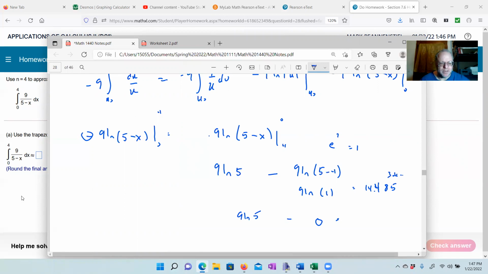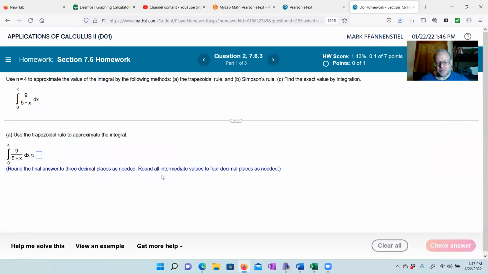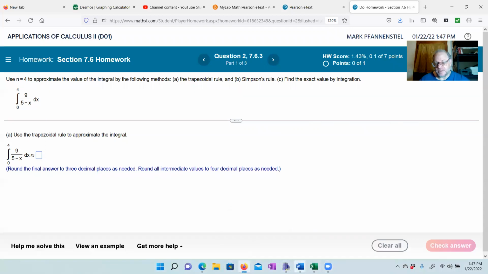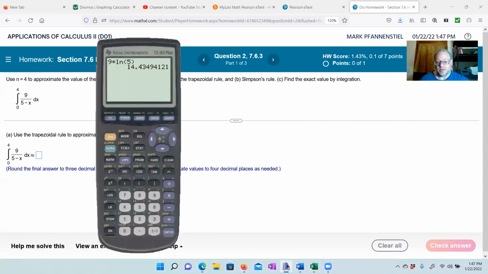Let's double check. Round the answers to 3 decimals. What we're going to do is carry intermediate values to 4 decimal places, and then round to 3 decimal places for our answer. That's pretty common. So we would write the answer as 14.4849, and then our final answer this time, we'll round up to a 5. So with 3 decimal places, 14.485.